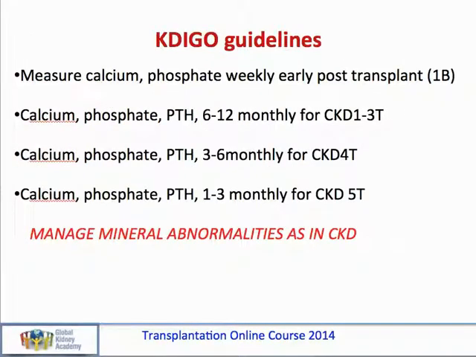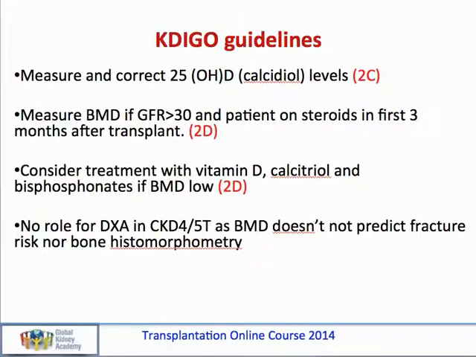So what are the guidelines? How should we manage these mineral abnormalities? In essence, we should just manage them as in CKD. What KDIGO says, quite reasonably, is measure the calcium and phosphate at least weekly in the early post-transplant period, and thereafter measure it 6 to 12 monthly, or 3 to 6 monthly, or 1 to 3 monthly, depending on the degree of kidney function. There's nothing necessarily surprising about that. That's something I'm sure we all do. In terms of management, obviously you first of all need to measure vitamin D, and if you're vitamin D deficient, you want to replace it.